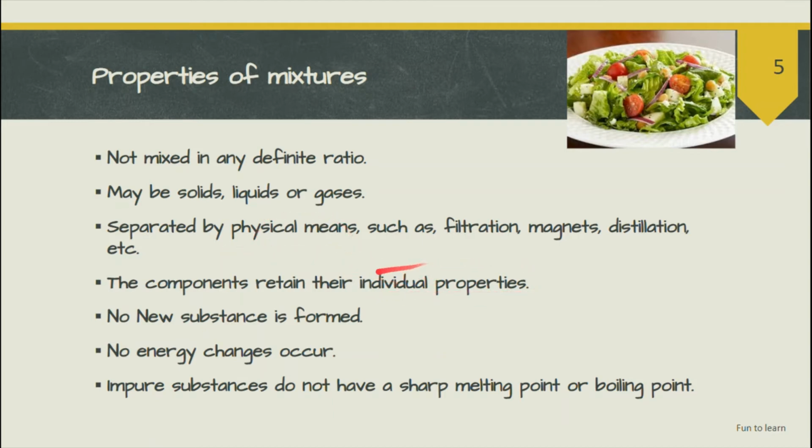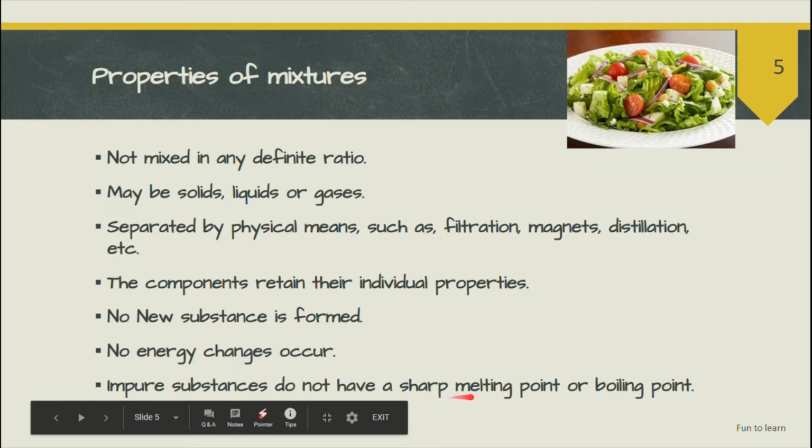The components retain their individual properties, like color. Tomato is still red after putting it in the bhel and before putting it in the bhel. No new substance is formed. You may think first it's tomato, now it's bhel, but a new substance is only formed after a chemical reaction takes place. No energy change occurs; you don't require any chemical reaction during the formation of bhel. Impure substances do not have a sharp melting or boiling point, as the components are not in a fixed ratio.